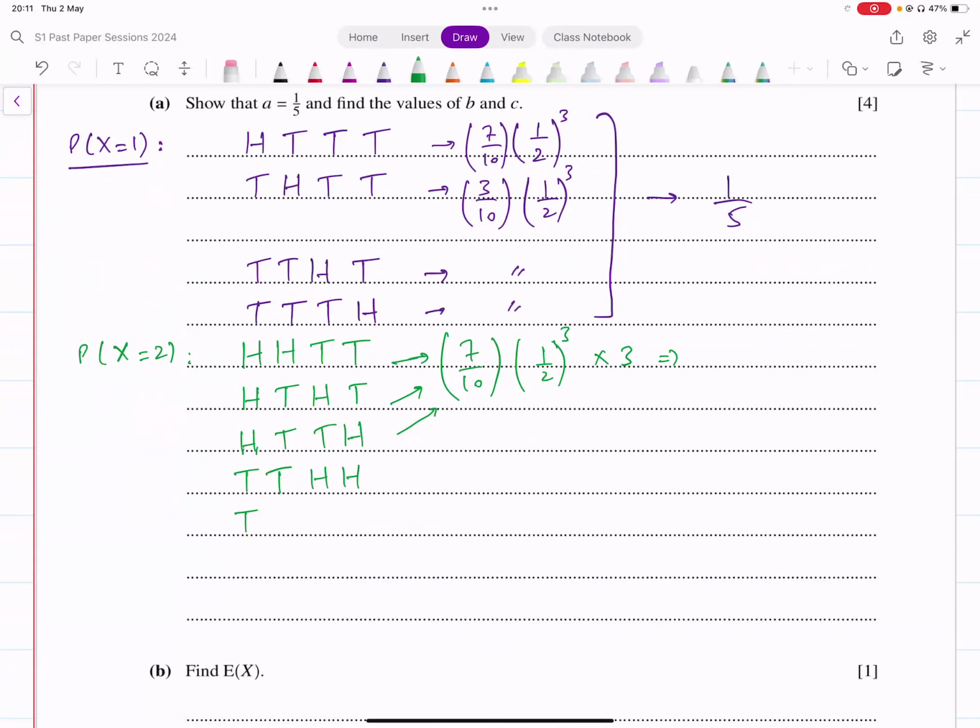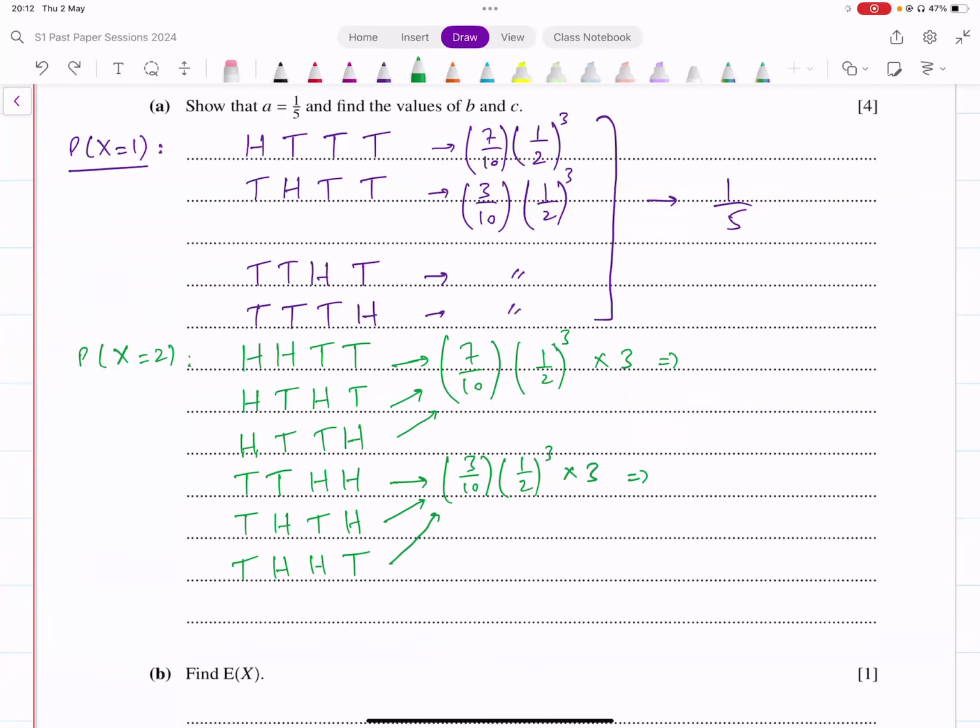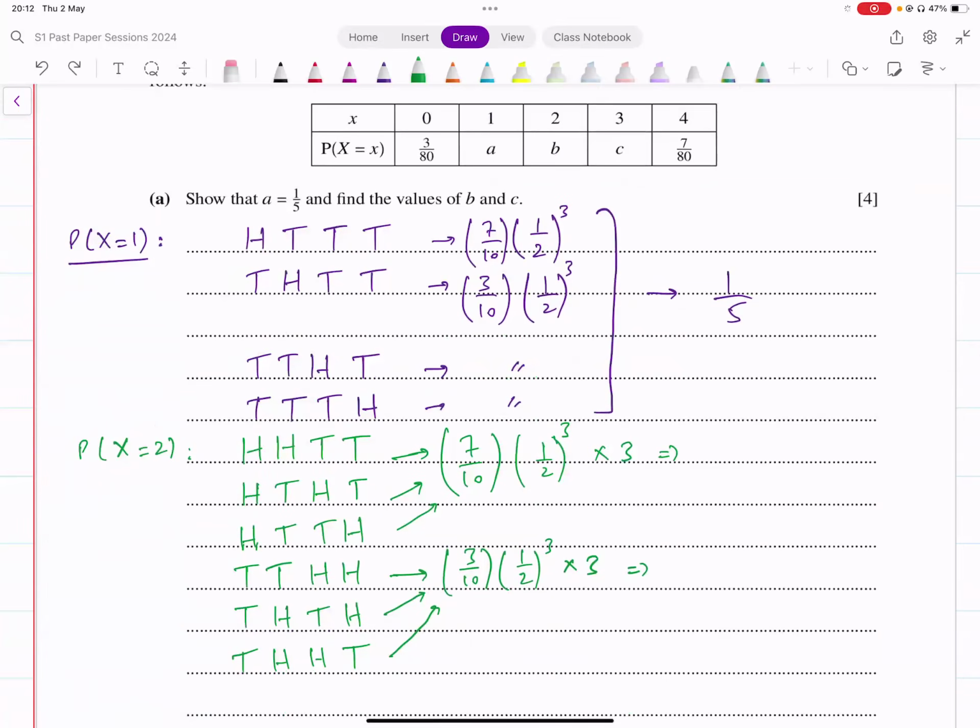For the second, third, and fourth, you could have tail, head, and you could also have head, tail. Now for this one, if the first coin is the tail, the probability for that is 3/10. And for the remaining ones, we've got 1/2 whole cube. It's going to be the same for both of the other cases as well. So we multiply this by 3 as well. That's going to give us a result. We add these two cases together, and that will be the probability of x being equal to 2. And that will be the value for b.